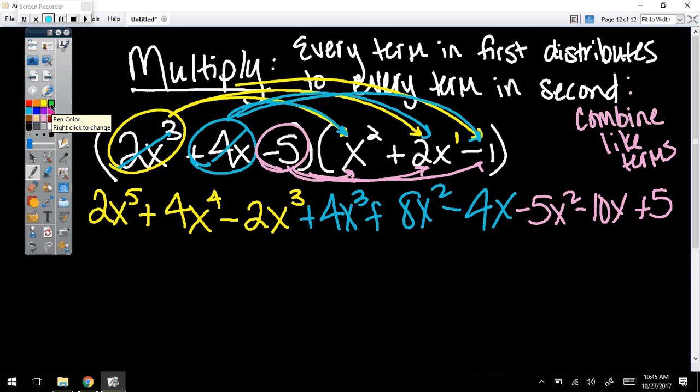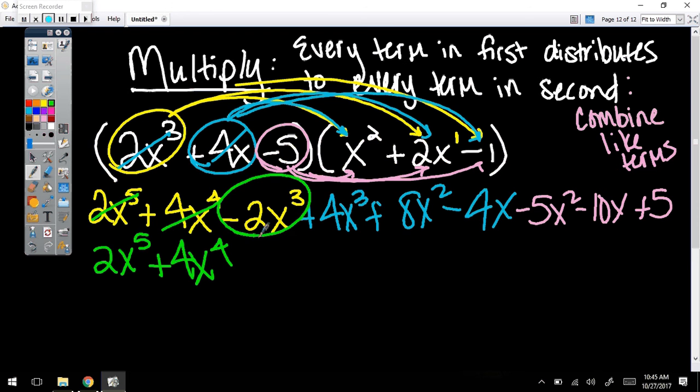Let's start with the biggest exponent and work our way down. We've got a power of 5, 2x to the fifth, and 4x to the fourth. Okay, wait, speed racer. 2x to the fifth. Powers of 4, I only have one of those also. Now powers of 3. I've got 2 of those. Negative 2x to the third.